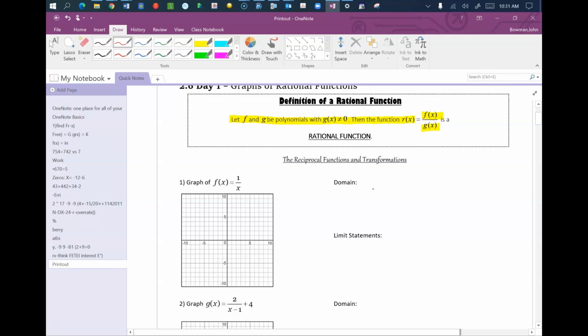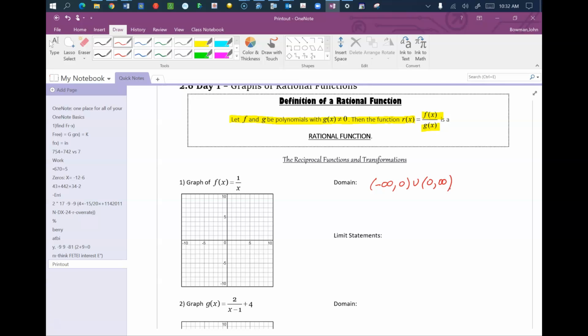With rational functions, all you have to focus on for the domain is leaving out the values of x that make the denominator equal to 0. So the only value of x that makes f of x equal 1 over x equal to 0 is 0. So the domain of this function is all real numbers except for 0. So in interval notation, our domain is from negative infinity to 0, or from 0 to infinity.